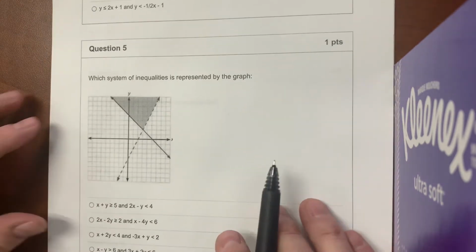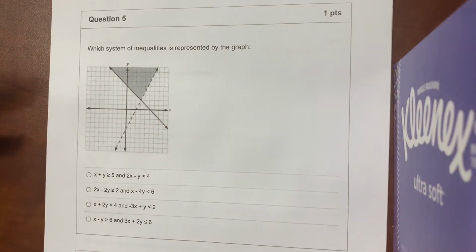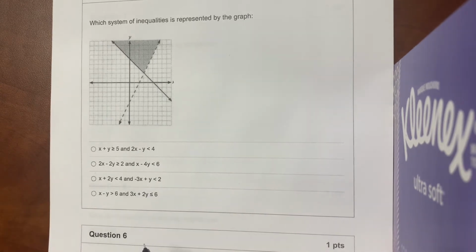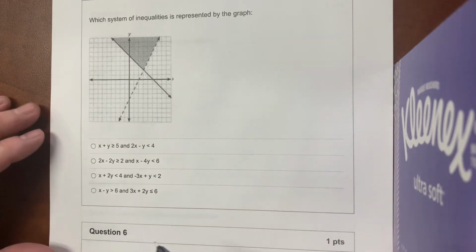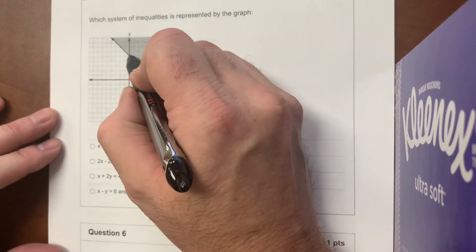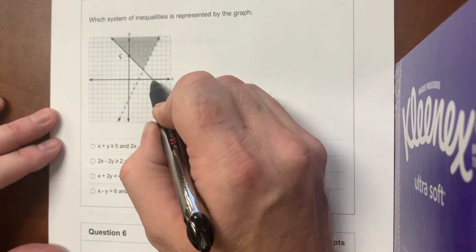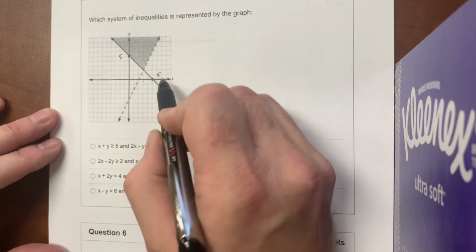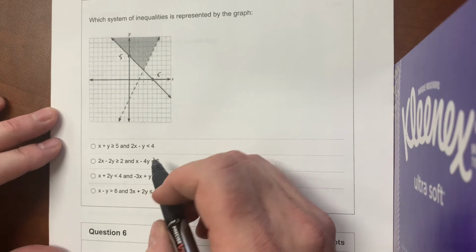Number 5, which system of inequalities is graphed? Another one just like we did, only this time they're in standard form, okay? There's a couple ways we can handle this. Standard form, I'm looking for intercepts. If I take this solid line right here, it's crossing at 5 on the y-axis and crossing at 1, 2, 3, 4, 5 on the x-axis. Those are the intercepts, okay?